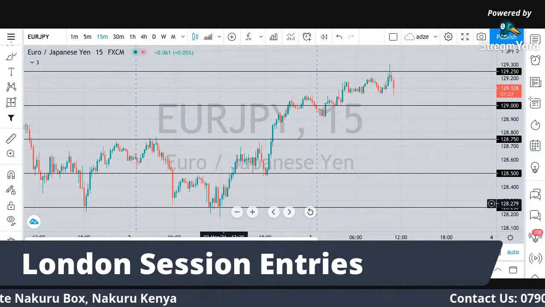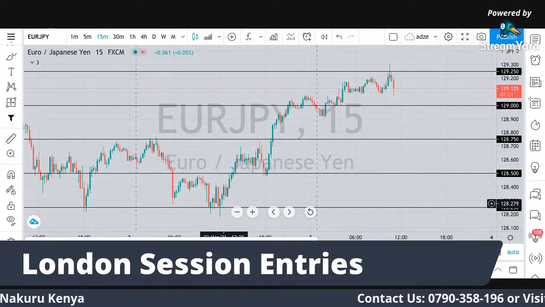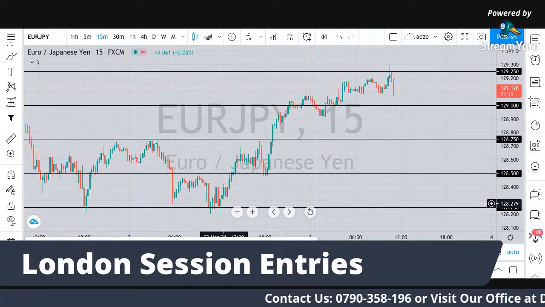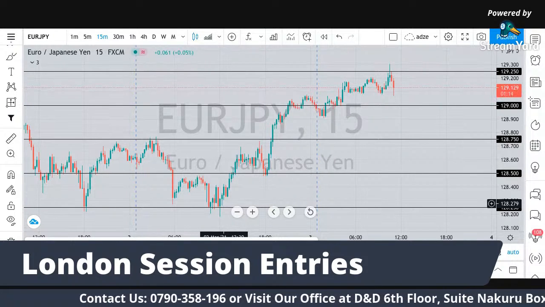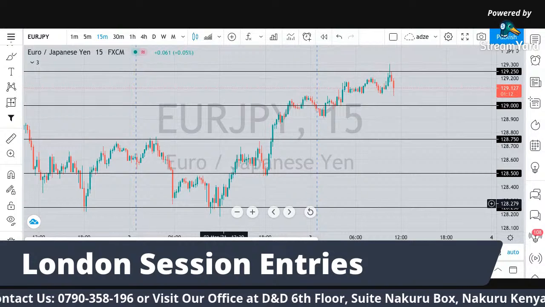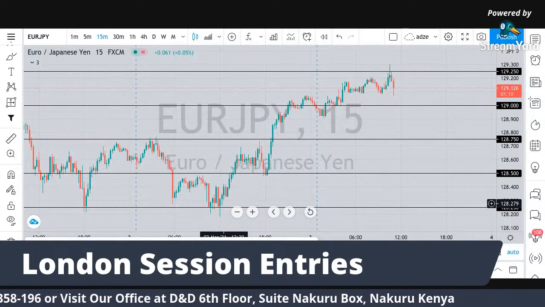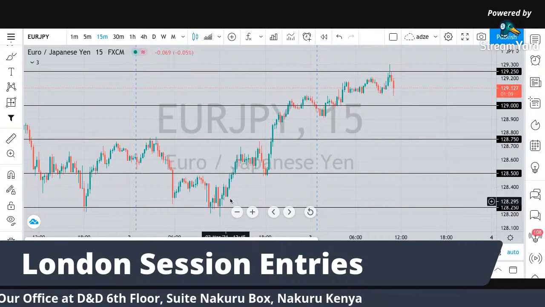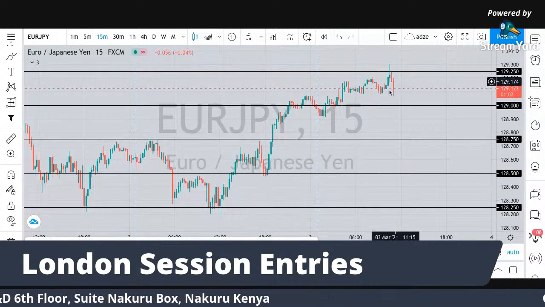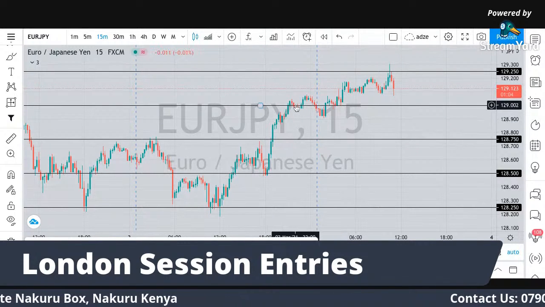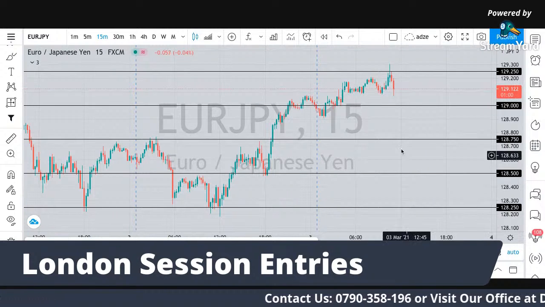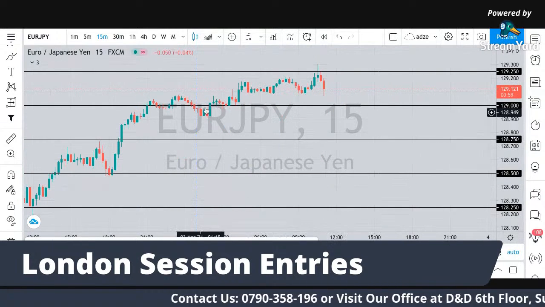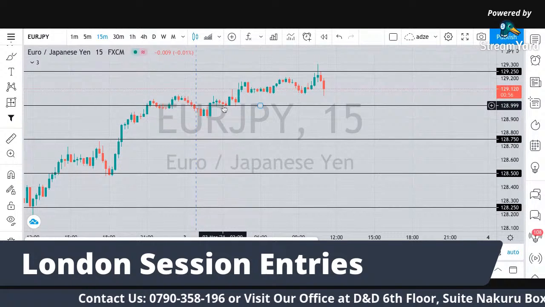This strategy is being taught by ICT. I don't know if you know ICT. It is not my strategy, I've learned from him. So, these are the concepts of institutional levels. If you look here, 129 is the same spot. Let's have a clear look. You see, resistance, support.